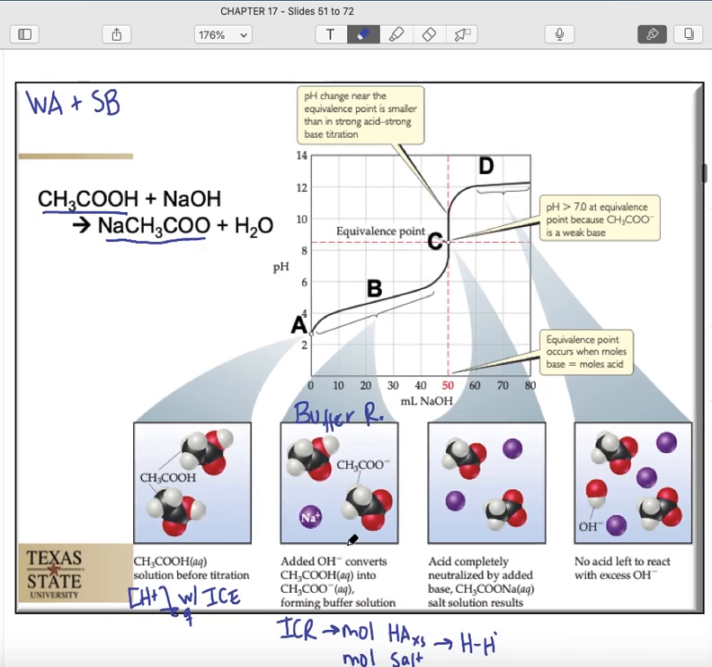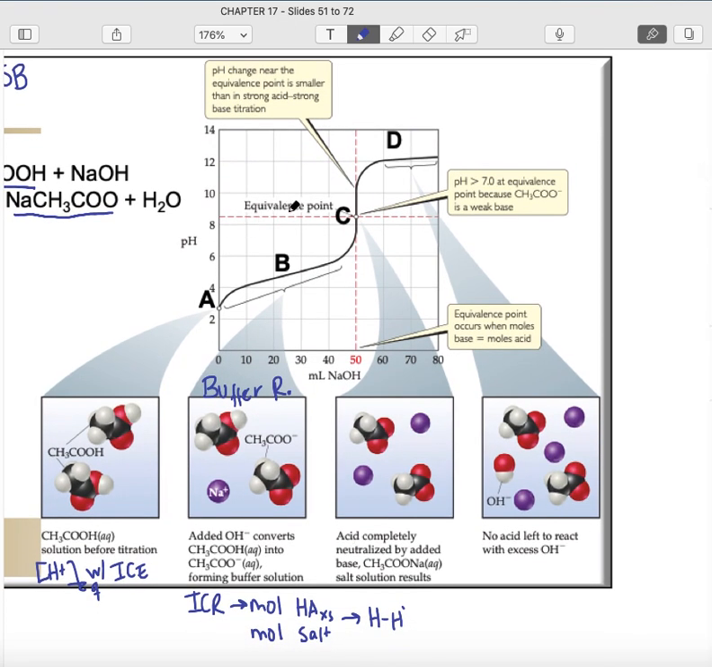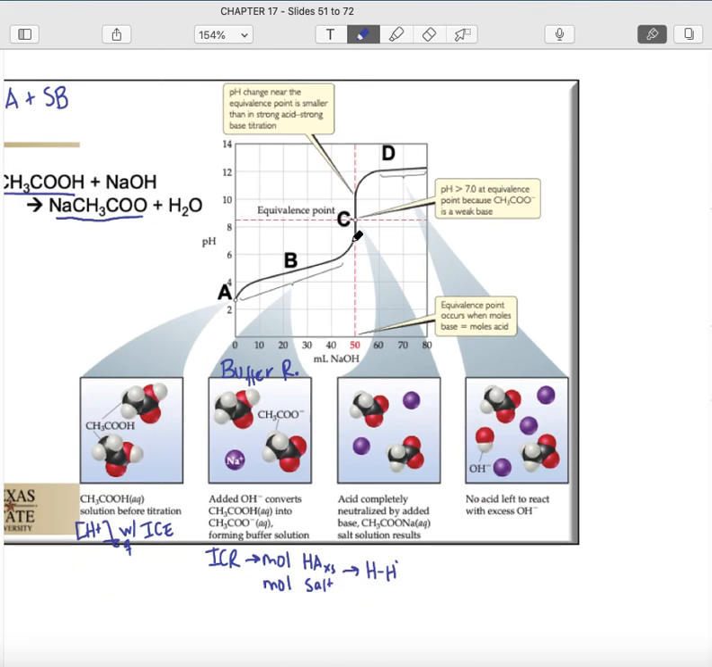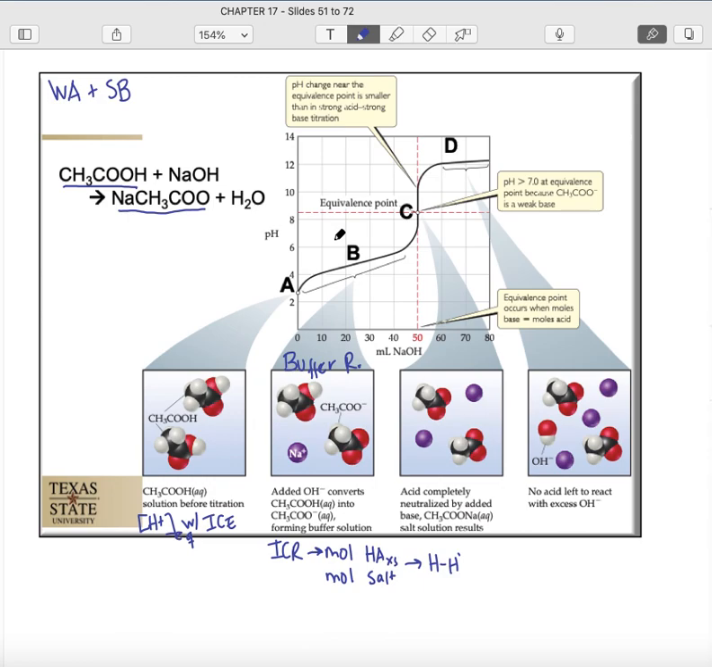All right, so now we go to region C, which is the equivalence point. What I really need you to remember is that at the equivalence point for a weak acid strong base titration, the pH will not be equal to 7. In fact, the pH will be greater than 7. And that's something that you absolutely must know. pH is greater than 7 at the equivalence point.